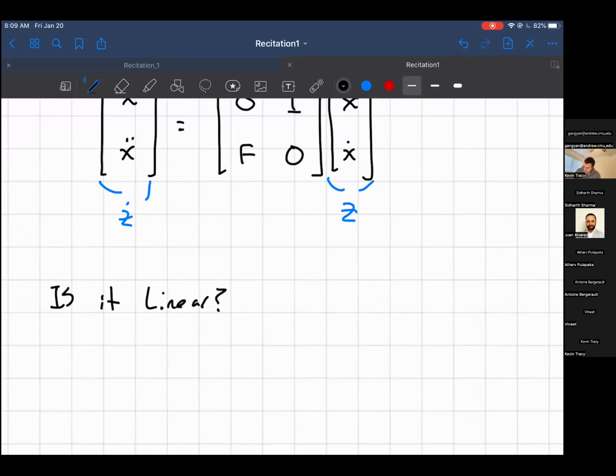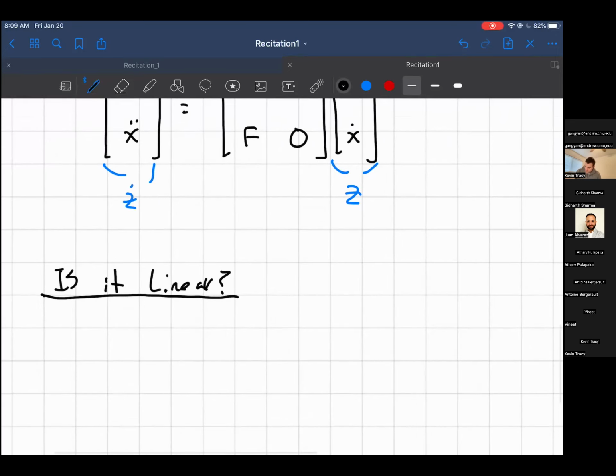This is super important and really super simple, which is great. Basically, if it's linear, it should be able to fit into this form. I should be able to go x dot equals A, some matrix as a function of time, times x plus B as a function of time times u. And it's really this simple. If it can fit in this form, it is linear.